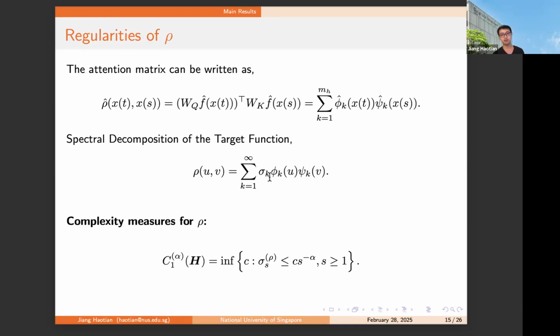So we can define the complexity measure for rho in the following form. The meaning here is that we assume the singular values have certain decaying patterns. We assume the singular values decay with alpha measuring the decay rate. The approximation error is completely determined by the singular values, and this complexity measure can be used to quantify the approximation rate for the pairwise interaction part.